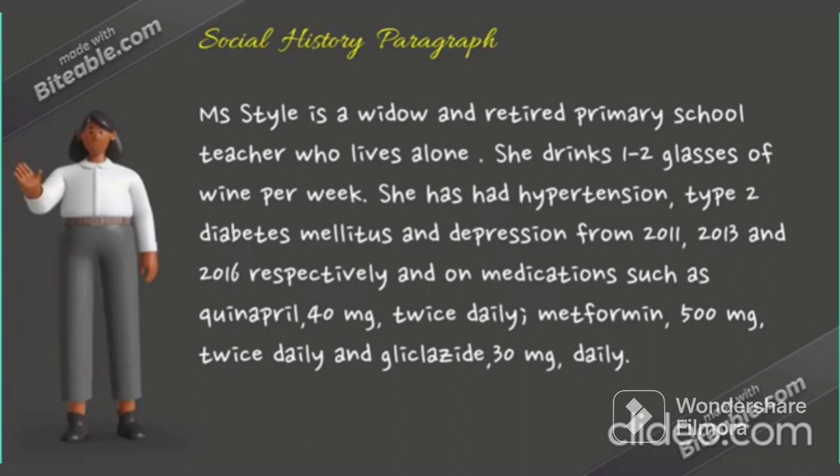So this is the social history paragraph. Ms Style is a widow and retired primary school teacher who lives alone. She drinks 1 to 2 glasses of wine per week. She has had hypertension, type 2 diabetes mellitus and depression from 2011, 2013 and 2016 respectively, and is on medications such as quinapril 40 mg twice daily, metformin 500 mg twice daily, and gliclazide 30 mg daily. And here please try not to write BID, TID, OD. So please don't write abbreviations, just write the expansion. So this is the social history paragraph.